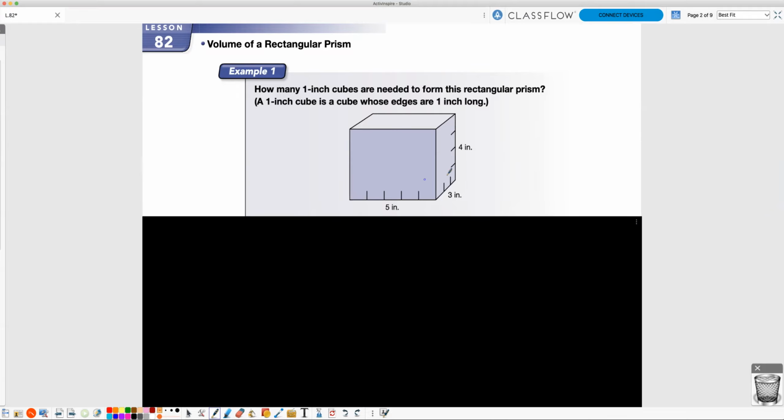So if you look at it, it has this as the base. You can see that there are 3 going this direction. So that'd be 3 cubes going this direction, and then there would be 5 cubes going this direction. So those 5 and those 3 is 5 inches times 3 inches that equals 15 inches squared if we were looking at the area of that base.